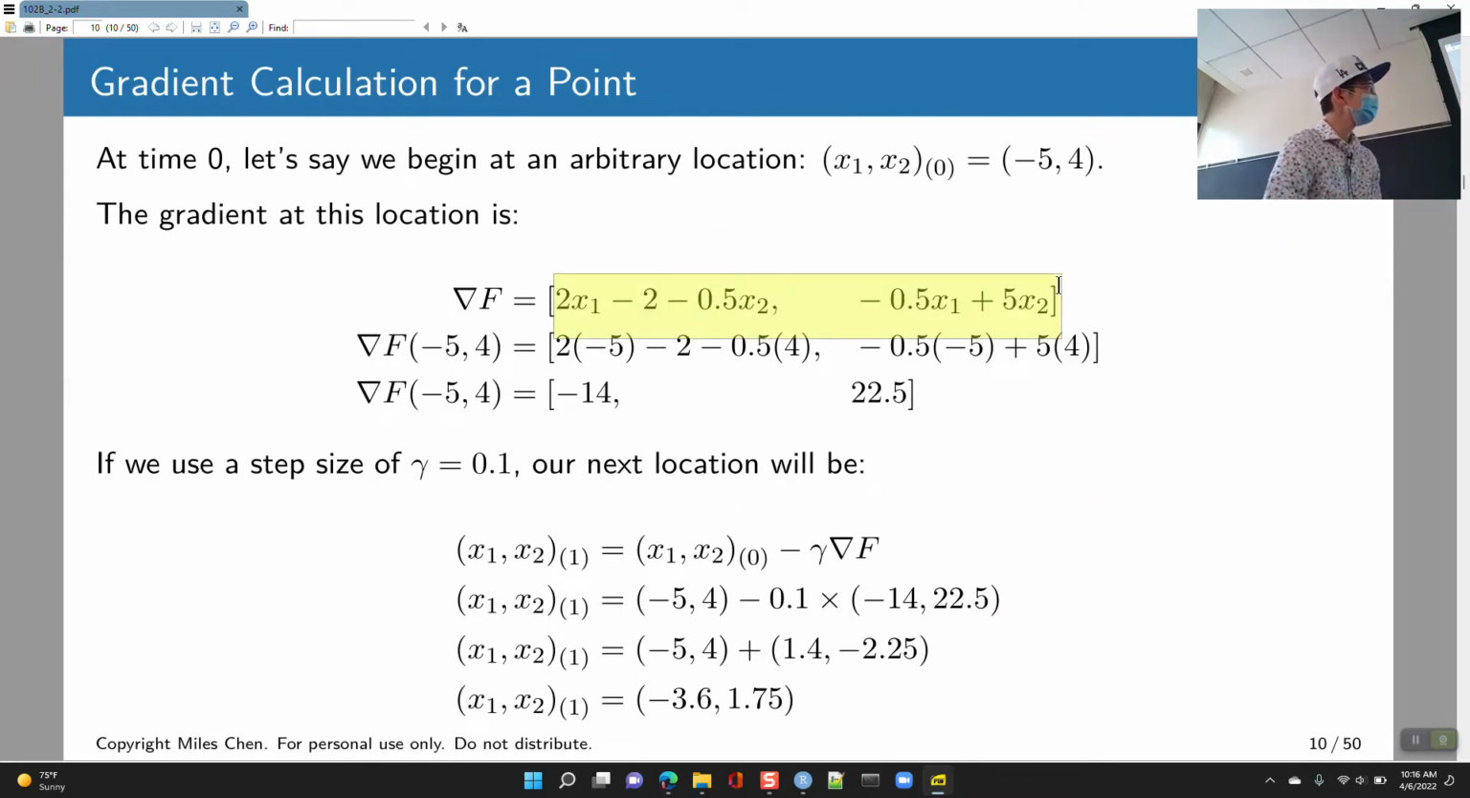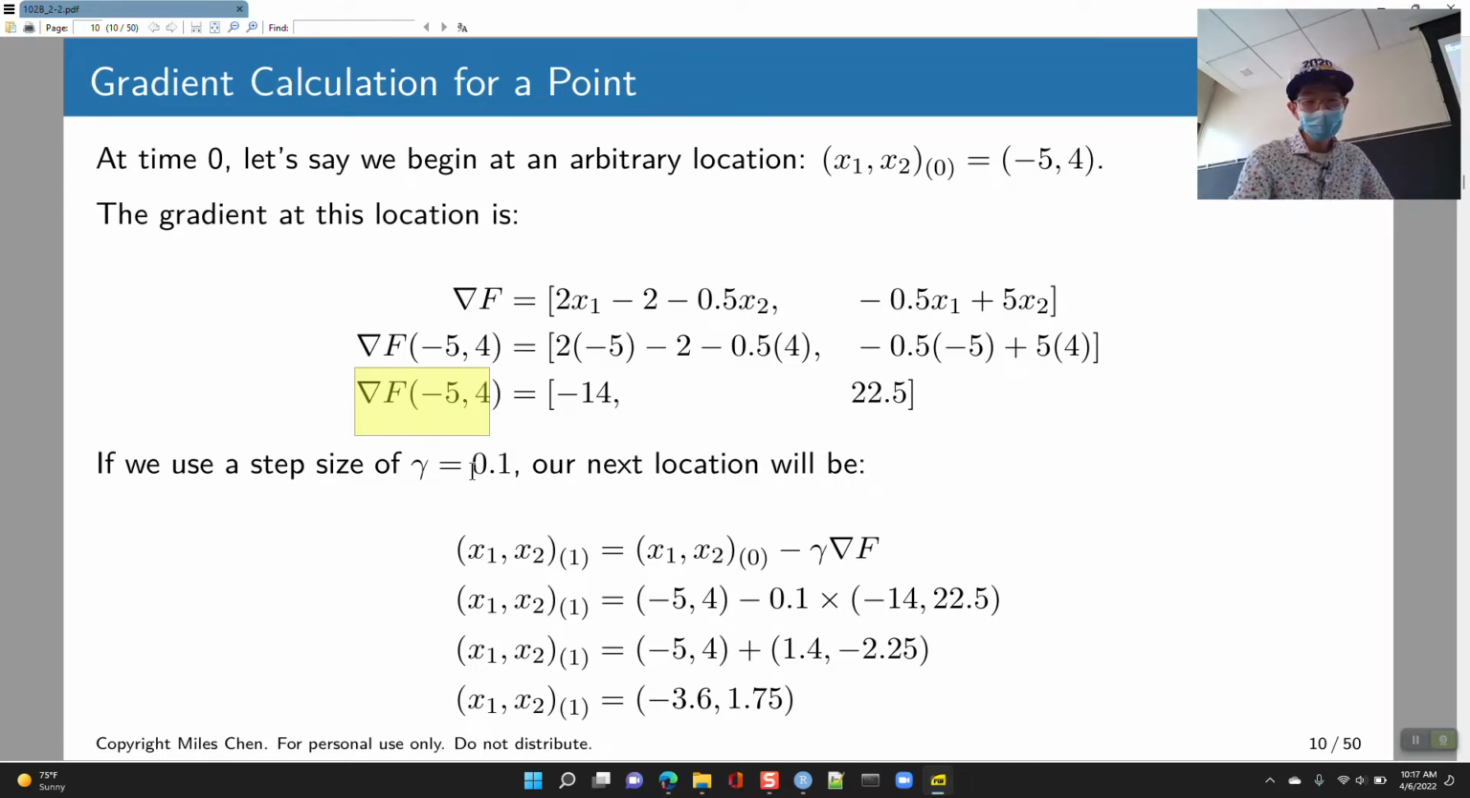We're going to find what the gradient is at this location, -5, 4. So I just plug in -5 for x1 and 4 for x2. I plug that in here, and I get -10 minus 2 minus 2, which is -14. Then here I plug in -5 and 4, and when you do that, we get 22.5. Is that okay? That is the gradient of f at the location -5, 4.